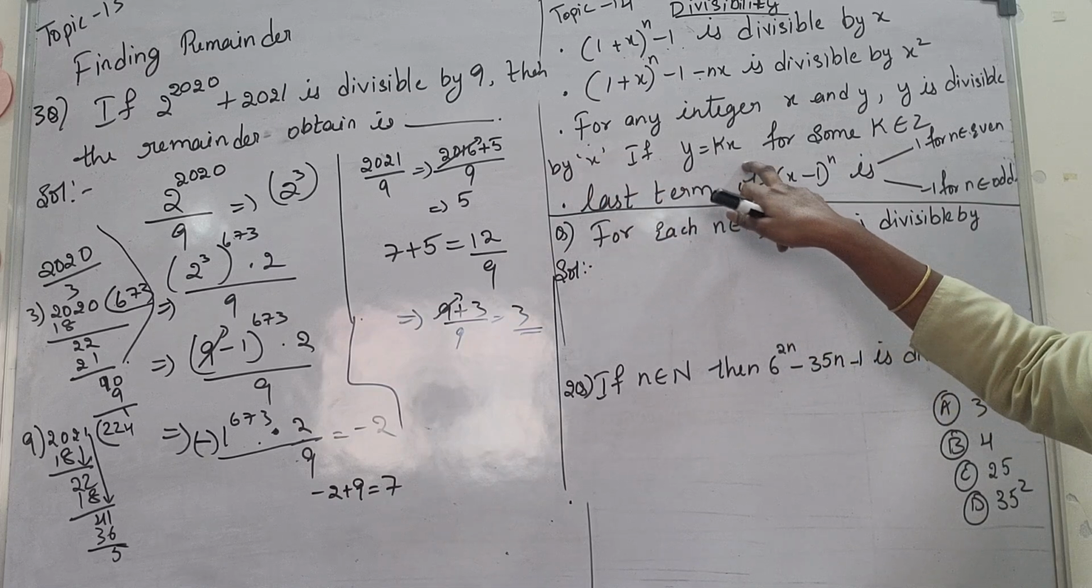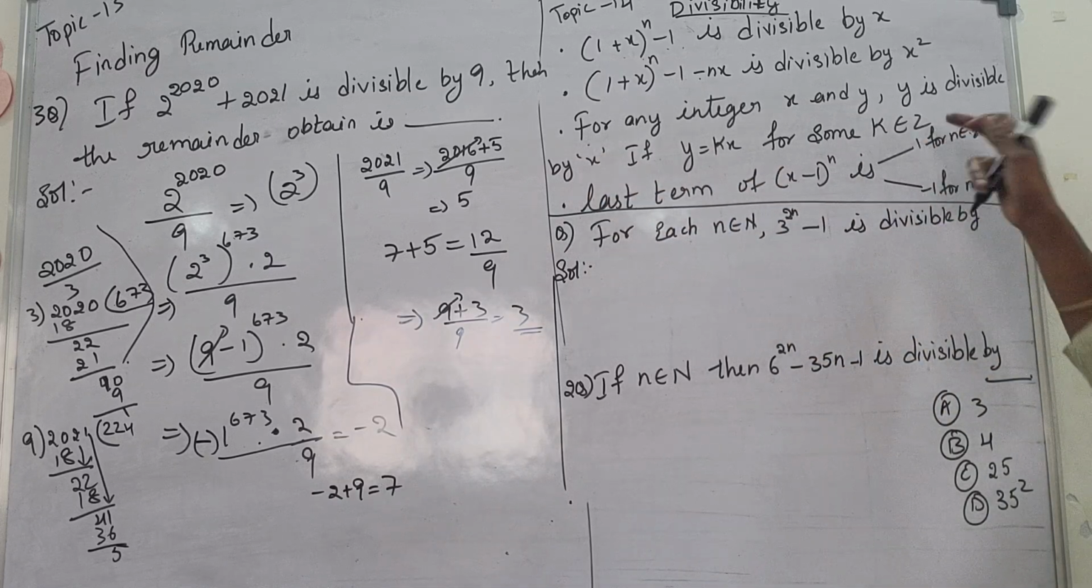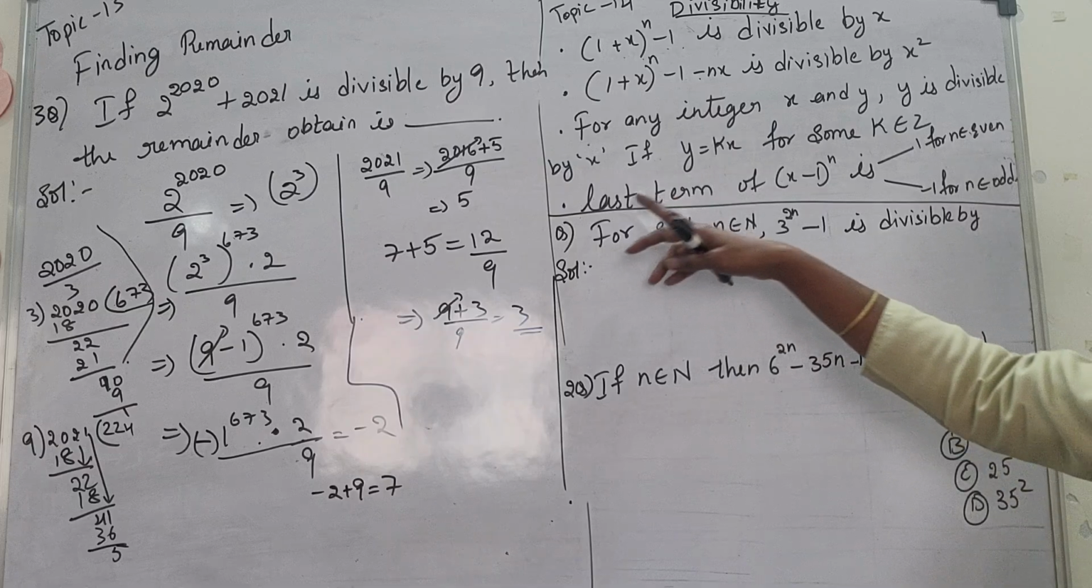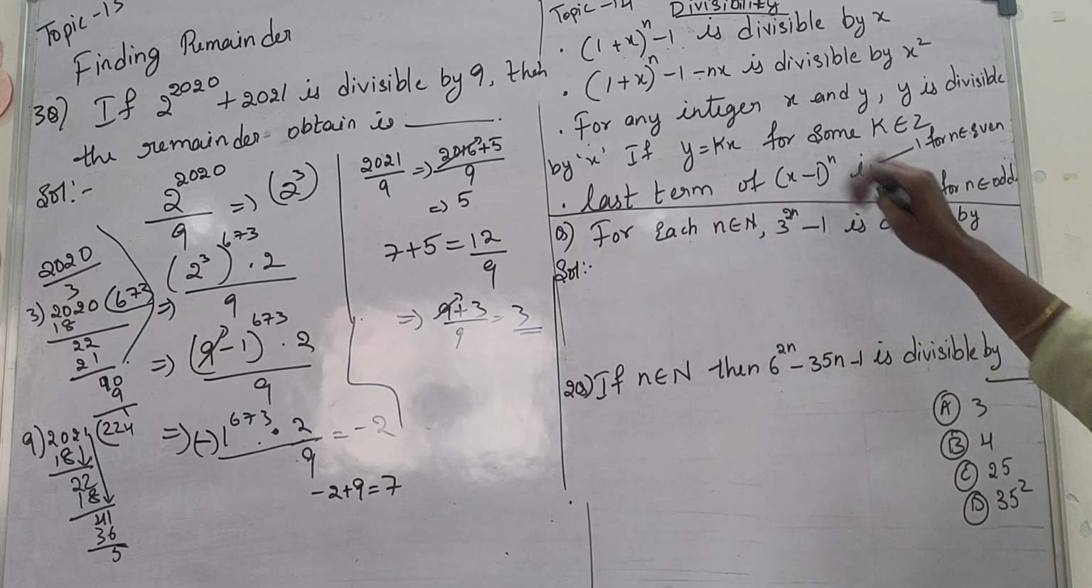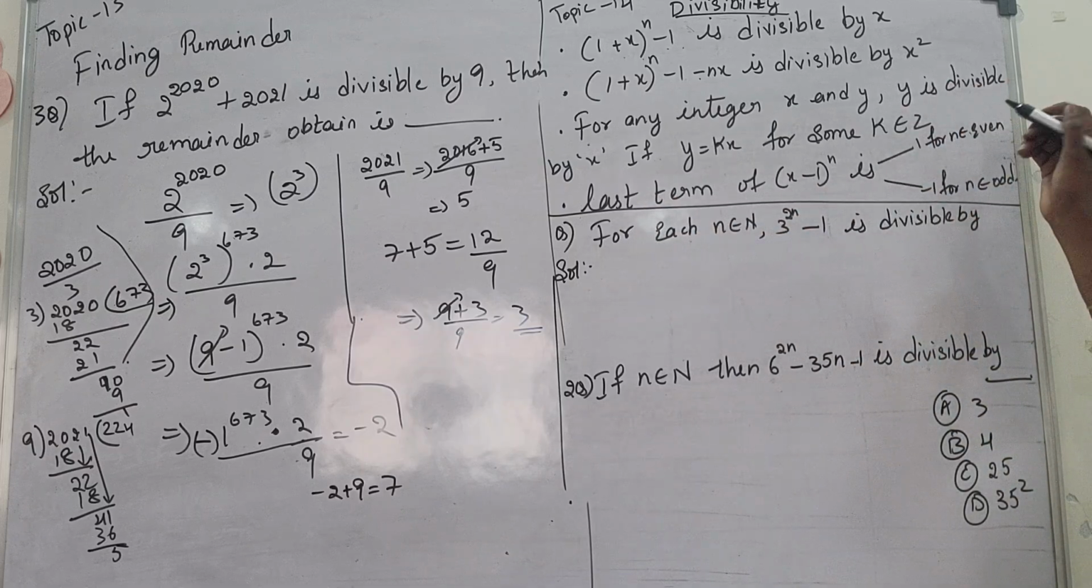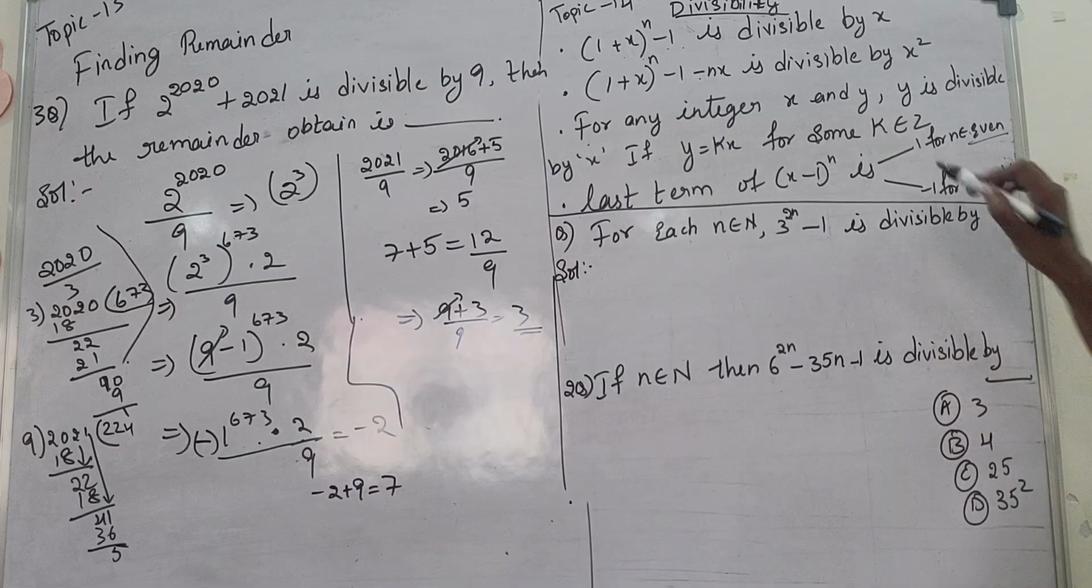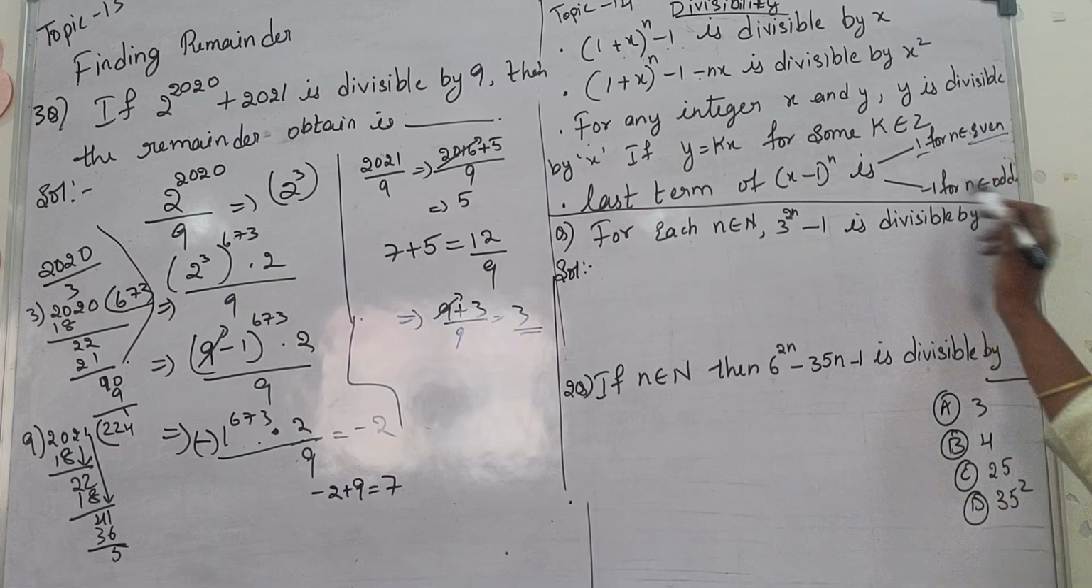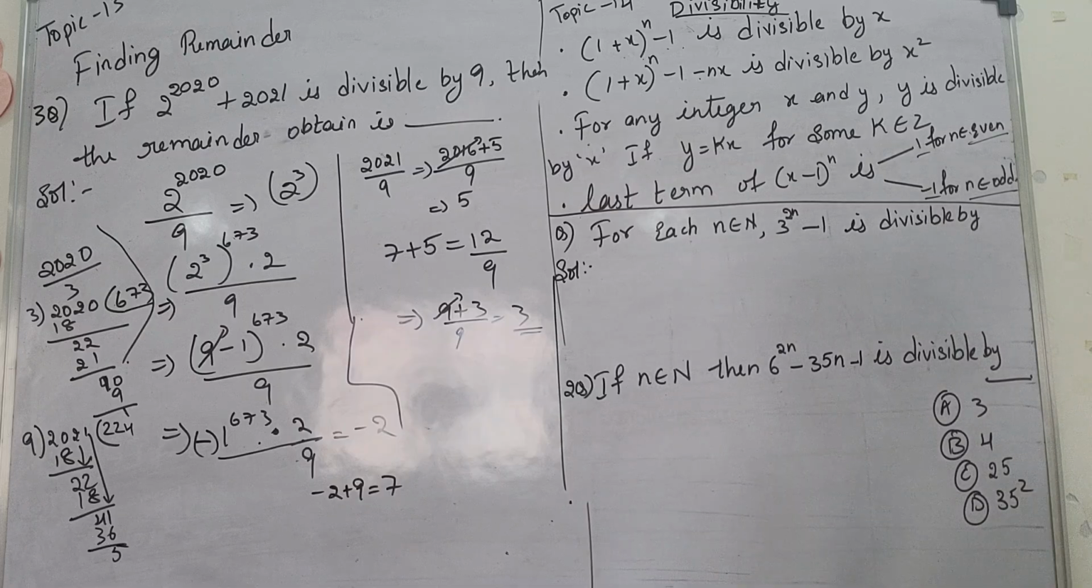If y is equal to kx for some k belonging to integers, for the last term of x minus 1 power of n: if n is even, then the last term becomes 1. If n is odd, then it is minus 1. Okay, the last term will be minus.